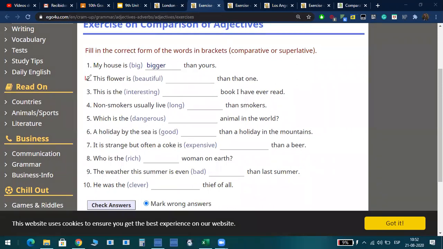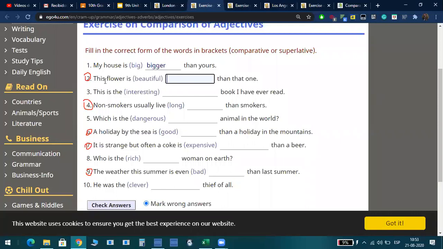Well, number one is ready. Number two, number four, number six, number seven, and number nine. Yes, number nine. Those are comparatives. Okay. Let's kick it. So let's give it to Amir Bijit.